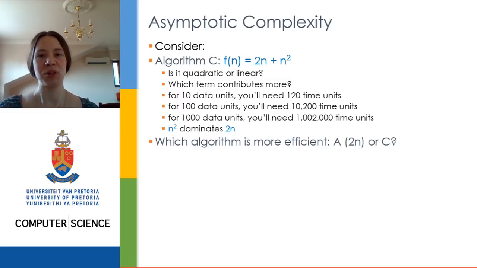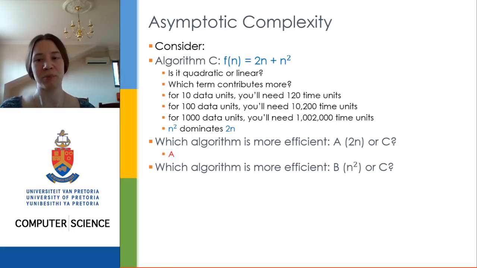If I ask you now which one was more efficient, algorithm A or algorithm C, you should very easily tell me that A is more efficient. A linear function doesn't grow as fast, so we would prefer A between A and C. What if I ask you to pick between B and C? Well, technically speaking, for 1,000 data units, B would only use 1 million time units, while C would use 1,002,000 time units. So C is slightly worse than B.